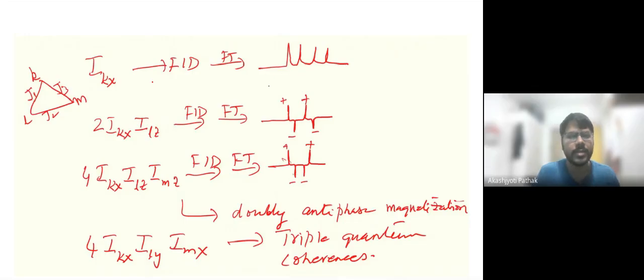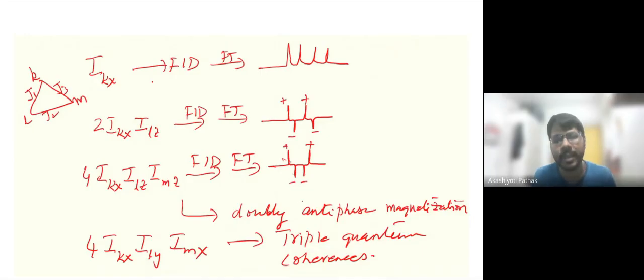signal frequency information. Then if you have this term 2IKX ILZ, and you collect the FID and do a Fourier transform, what will you get? This is X magnetization of spin K antiphase with respect to spin L. So you will get antiphase terms, plus minus, right? And then if you have terms like 4IKX, ILZ, IMZ, here what will happen? If you do a Fourier transform, the signs will be reversed in this case.